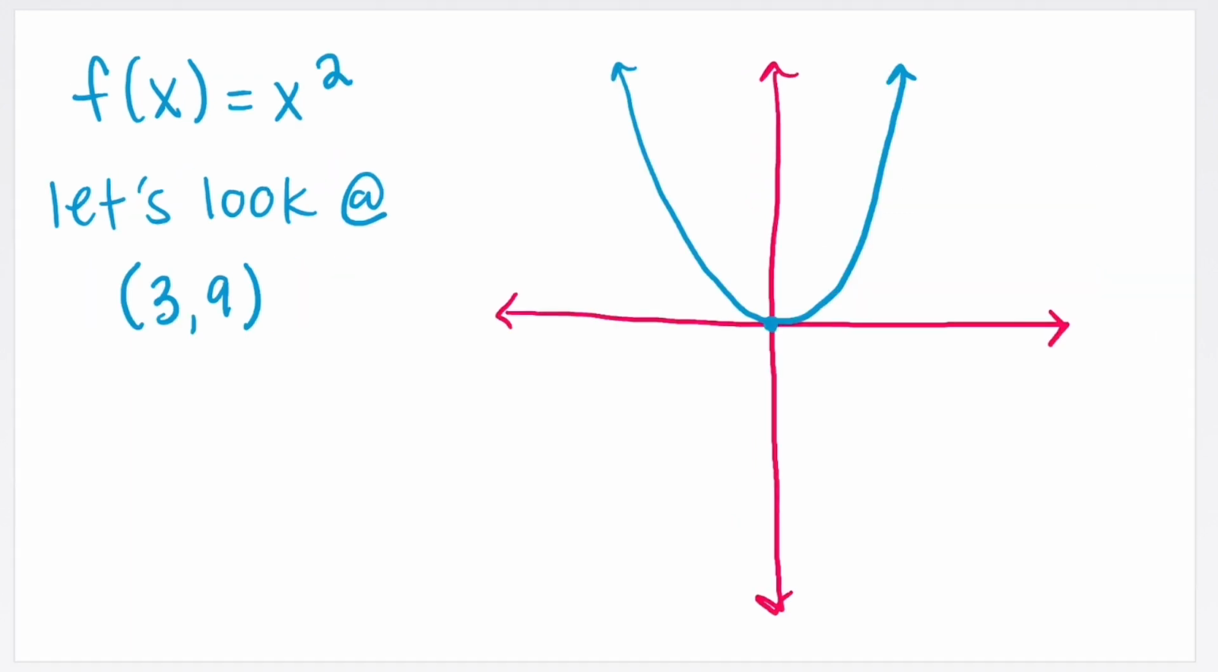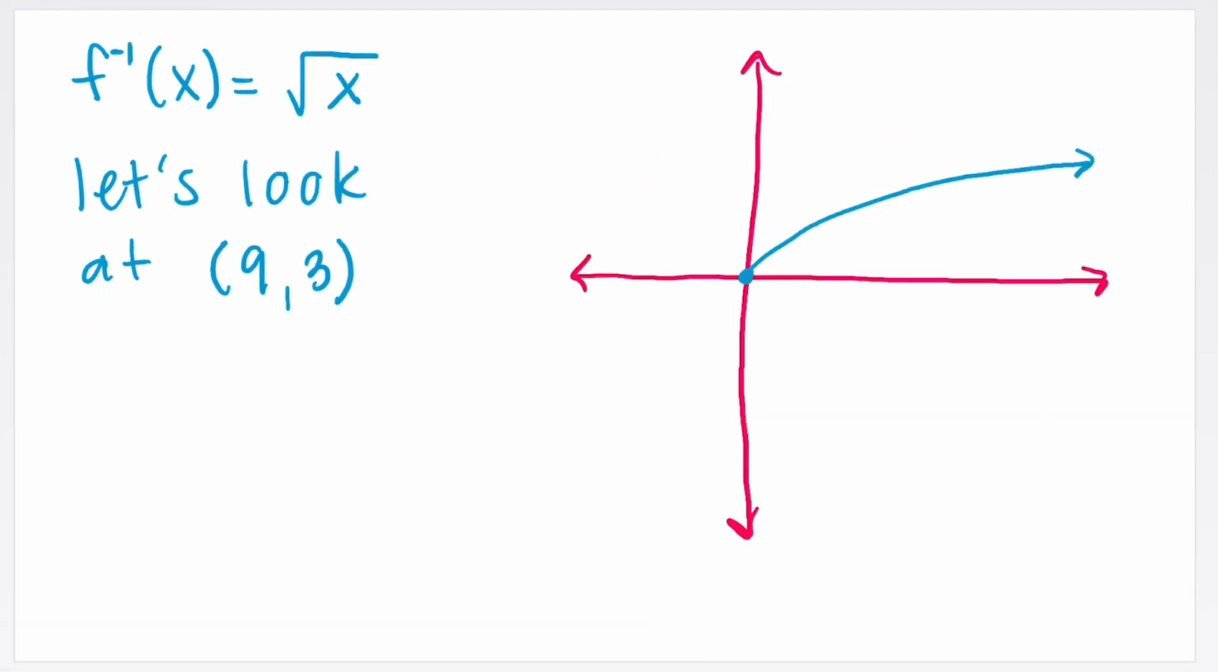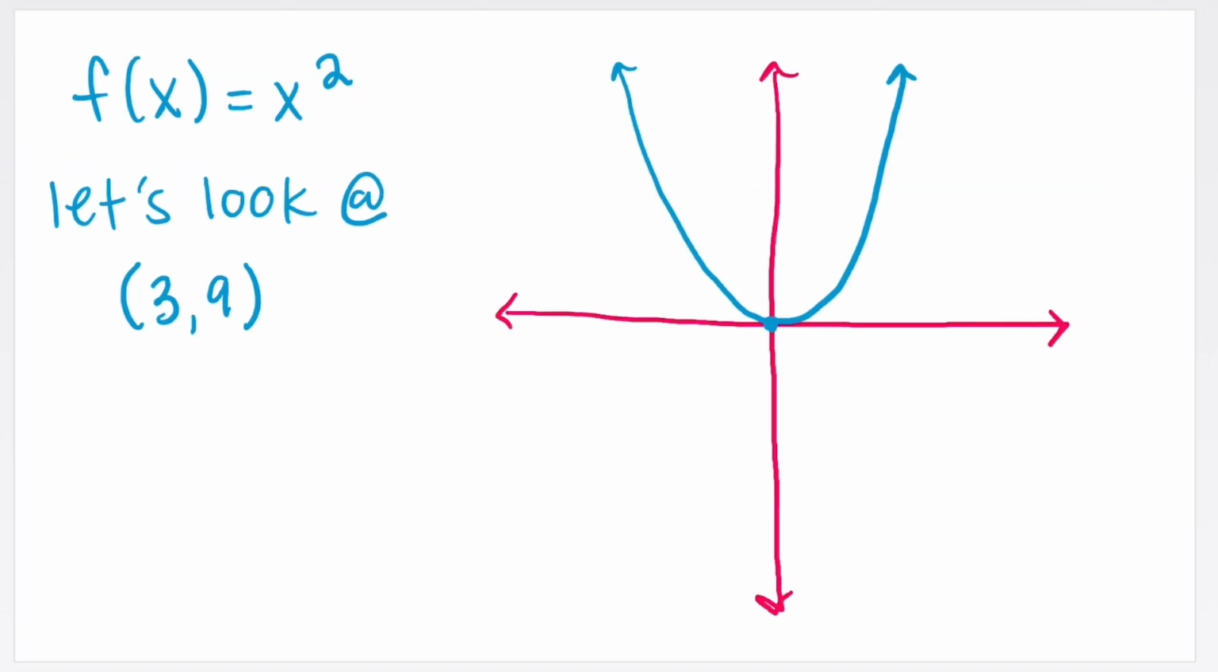Now, when I look at these two functions, I'm going to look at a point on the original function, and then I'm going to look at the same point on the inverse function, but since it's the inverse function, we're going to look at the switched version of that point. Then we're going to compare the derivatives of these two functions at those particular values. First I'm going to look at the derivative of f of x equals x squared, specifically when x is 3.